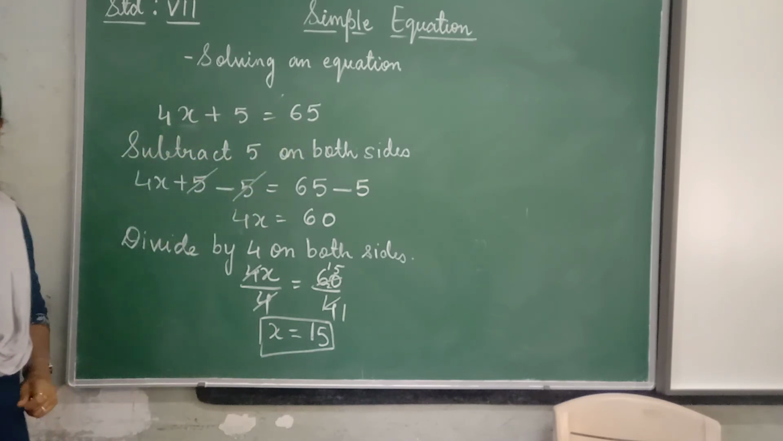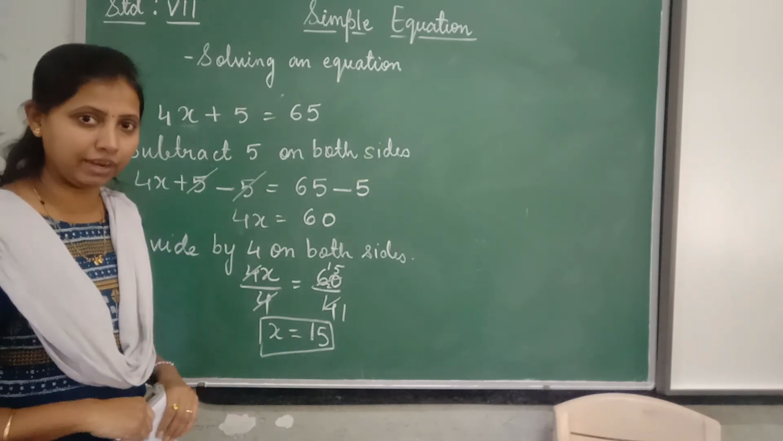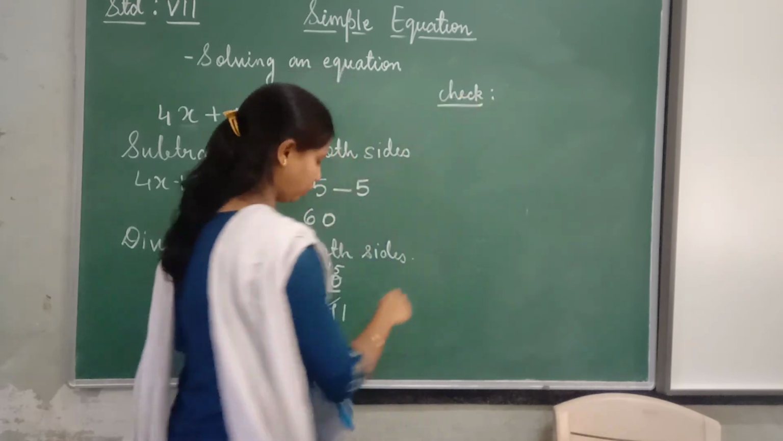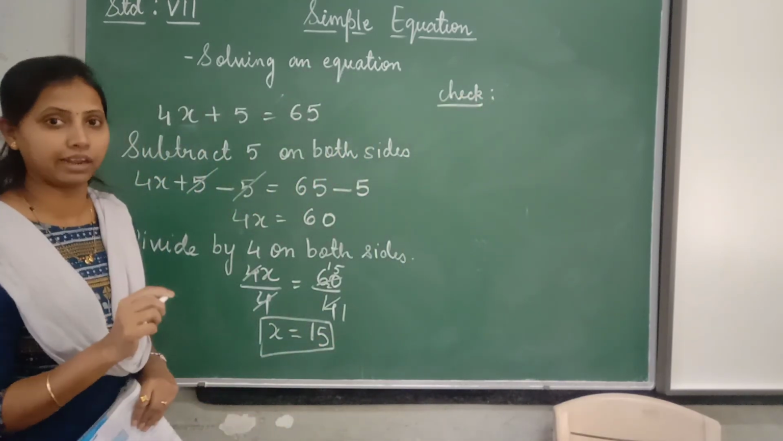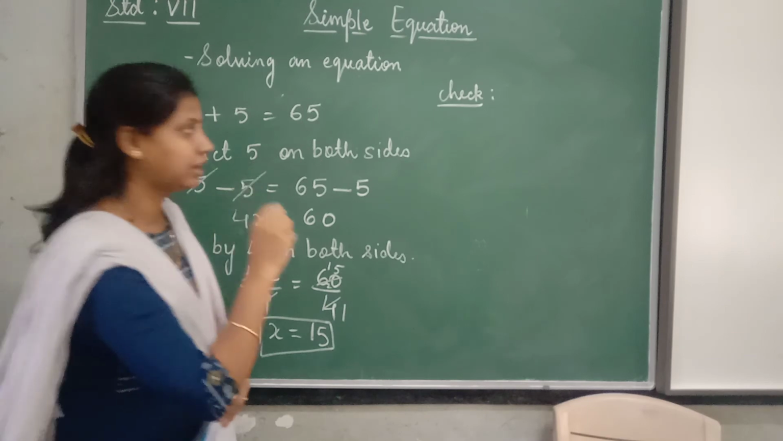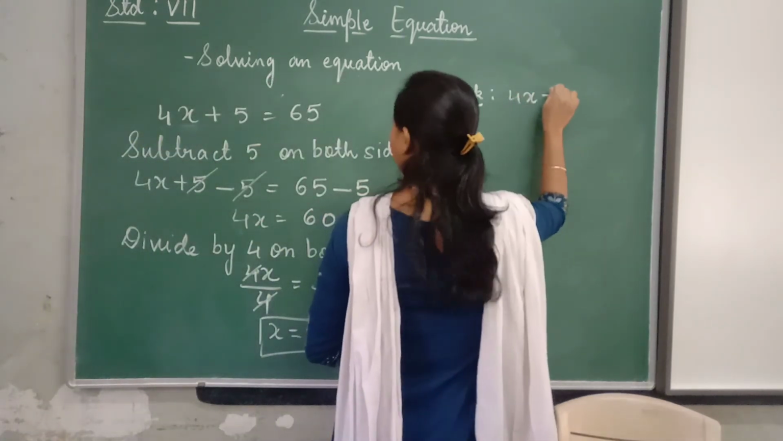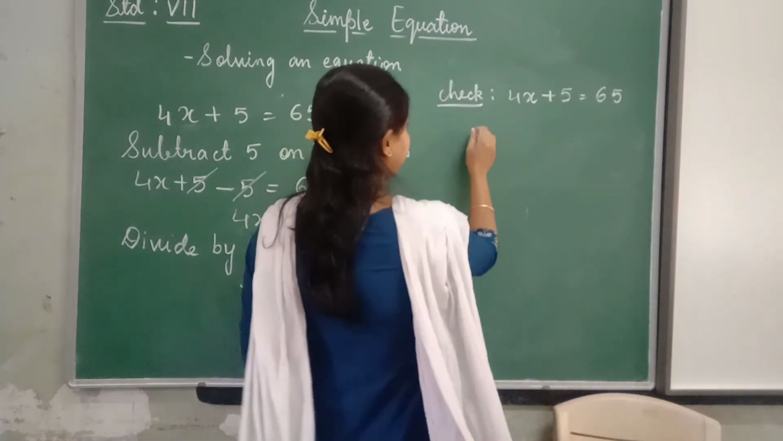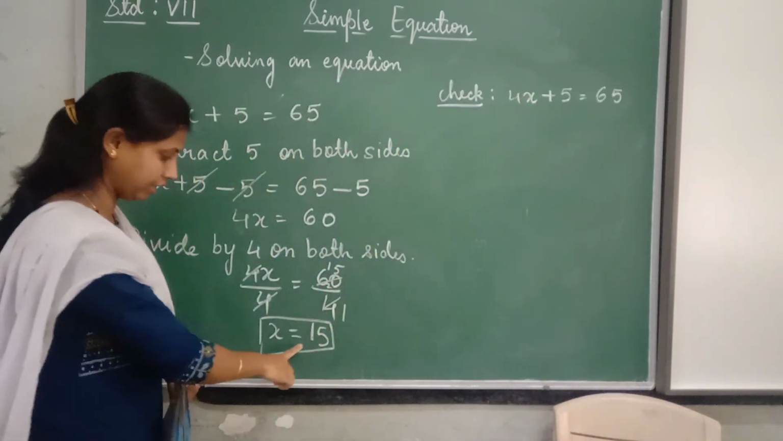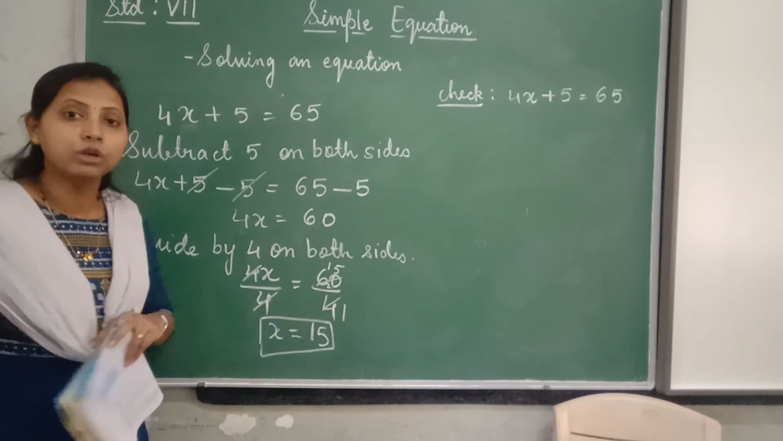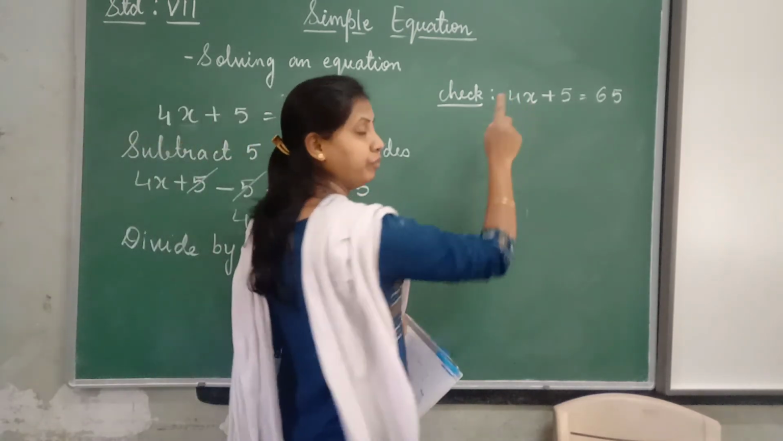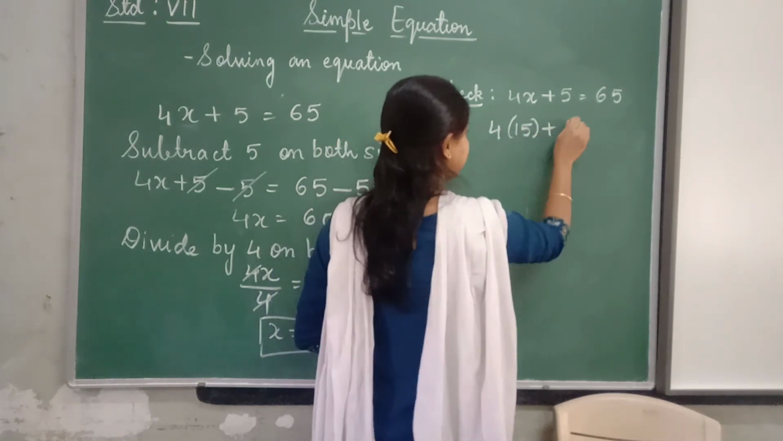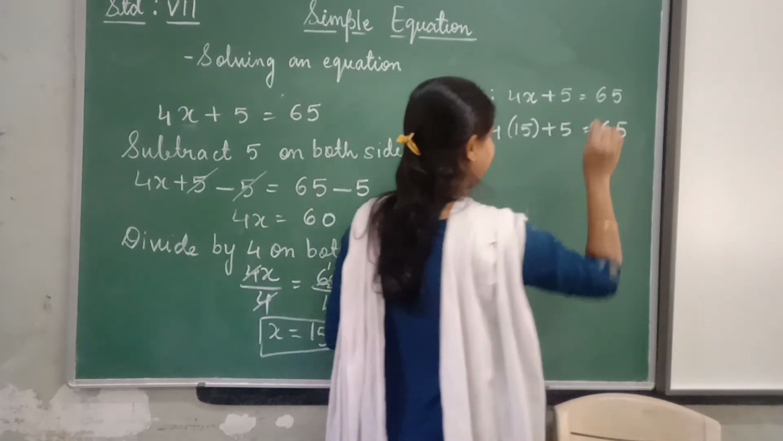Understood, children? Now this also you can verify. You can check whether the solution we have got, x is equal to 15, is correct or not. How to verify? Write the equation first: 4x plus 5 is equal to 65. Now substitute the value of x we have got. We have got x is equal to 15, so substitute x is equal to 15 here. So 4 into 15, plus 5, is equal to 65.